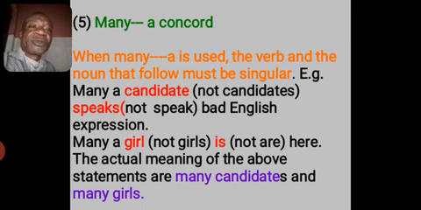That is wrong. The actual meaning of the sentences which appear on the screen is that many a candidate means many candidates, and many a girl means many girls. Do you see that now? So don't you ever say many a candidate speak bad English expression. That will be wrong.